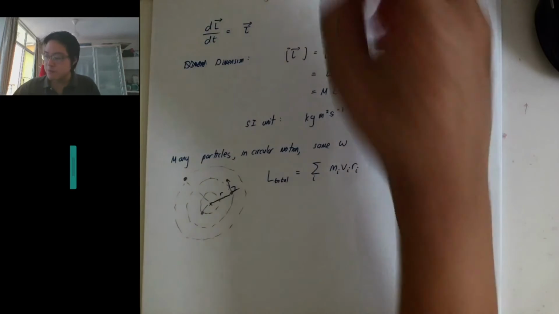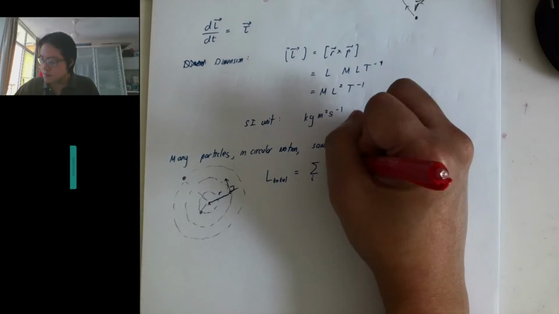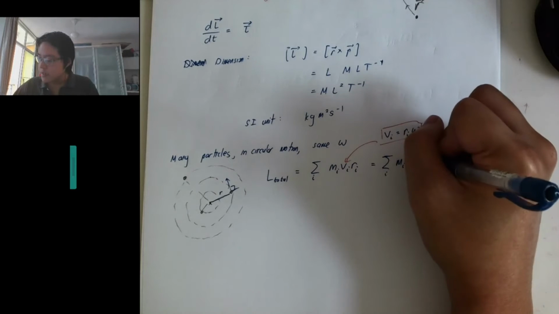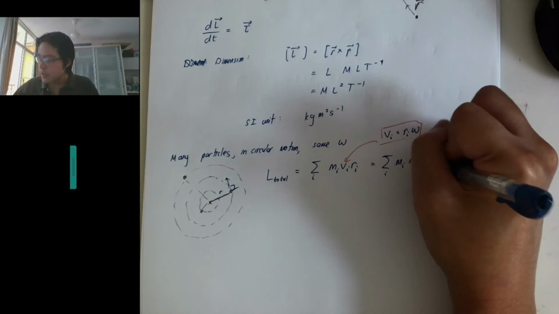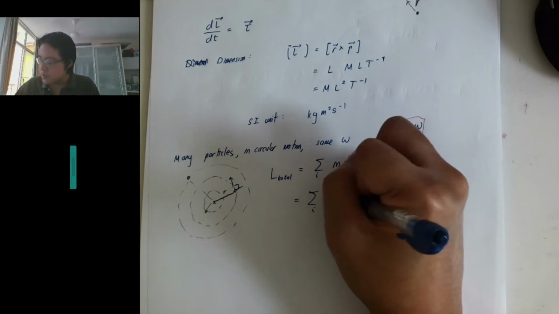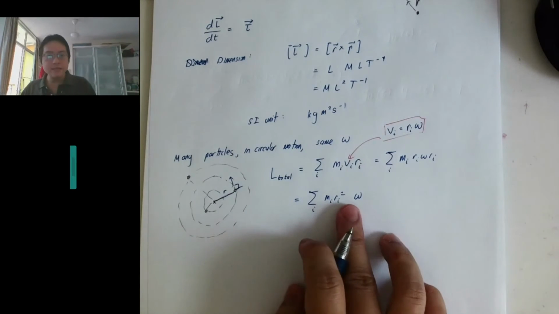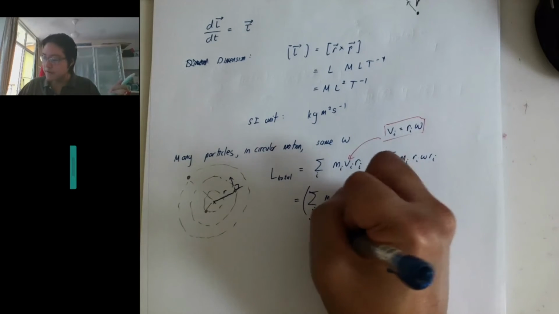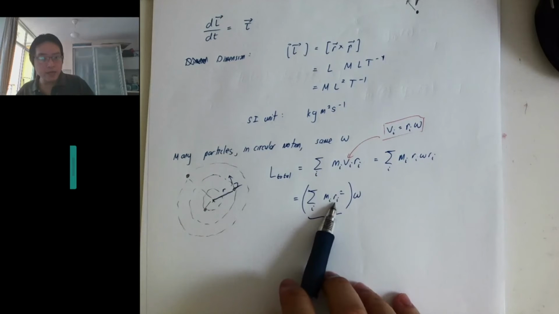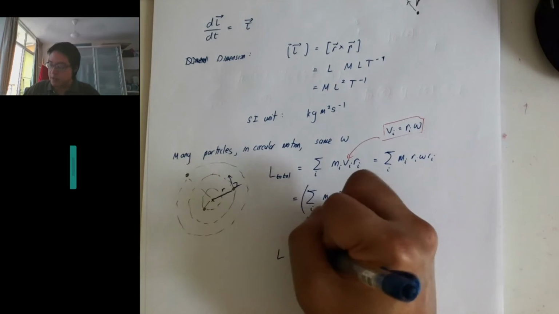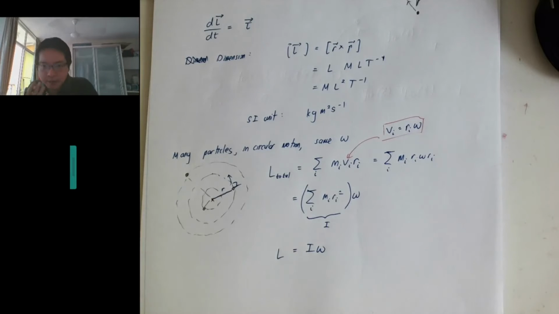So what I can do is put this in and see what happens. We have the summation over i of mi, ri omega ri, and we will recognize something familiar soon. This is mi ri squared times omega. Every term has the same factor of omega, so I can factorize this out. We recognize this as the moment of inertia of the system. m r squared is the moment of inertia of one particle in circular motion, so if all the particles are added together, I get the total moment of inertia of the system. So we derive the equation that the angular momentum is I times omega.